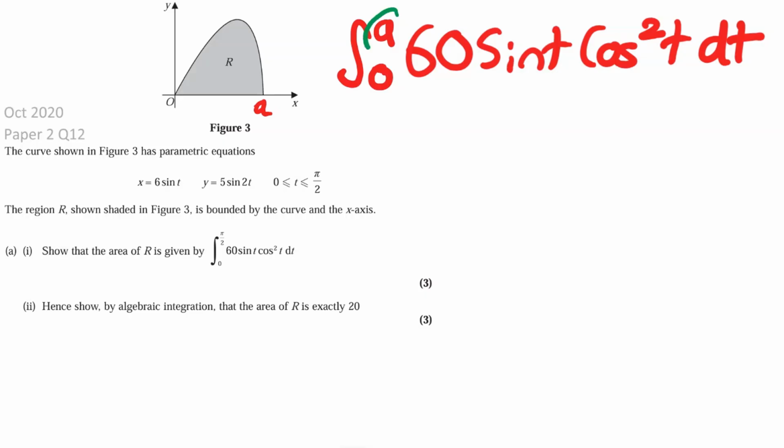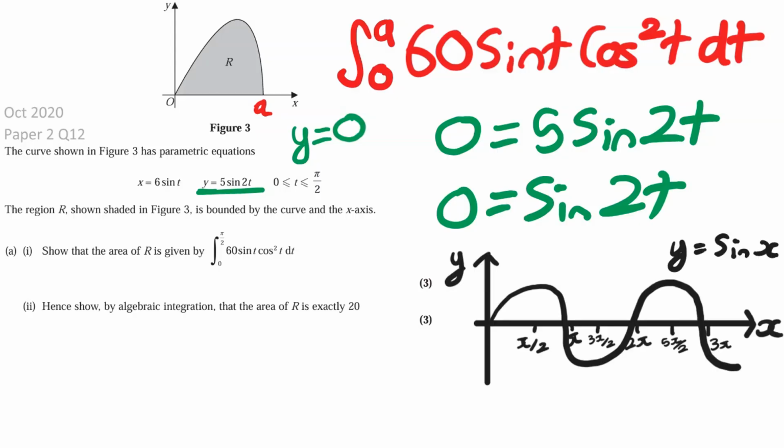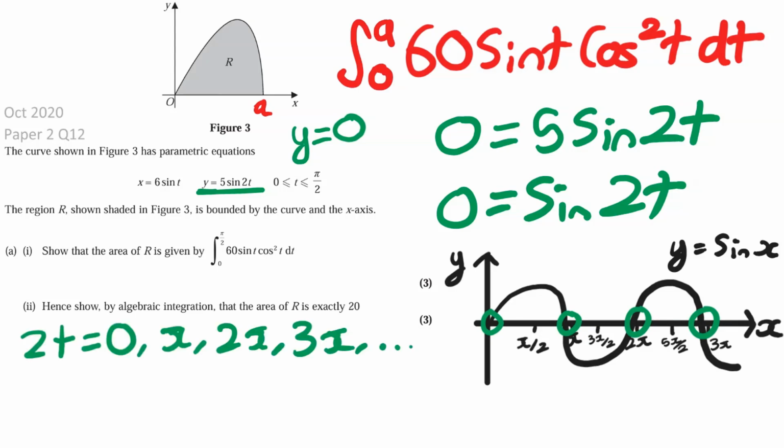Now what we need to do is find a, and we're told in the question that a is pi over 2, so we just need to prove this. Now a is the root of the curve, and remember roots are where y is equal to 0. So we're going to set y equal to 0 in this parametric equation. So 0 is equal to 5 sin of 2t, and we're going to rearrange in order to find t, and this will be the value of a. So divide both sides by 5, so we get that 0 is equal to sin of 2t. Now, if you look at a sin graph, sin is 0 at 0, pi, 2 pi, 3 pi, and so on. So that means that 2t is equal to either 0, pi, 2 pi, 3 pi, etc.